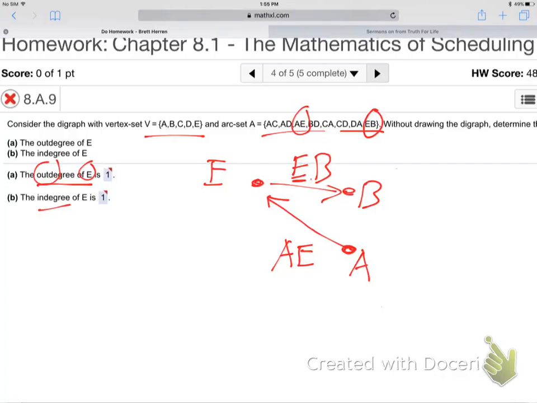All right. So the order, it's all about the order, right? When an arrow starts at E and goes to B, you write it EB. But if it starts at A and goes to E, you write it AE. The first letter is where the arrow starts. Okay.